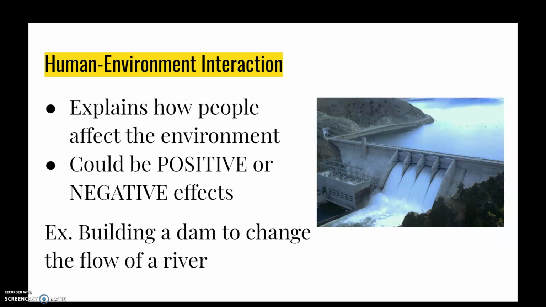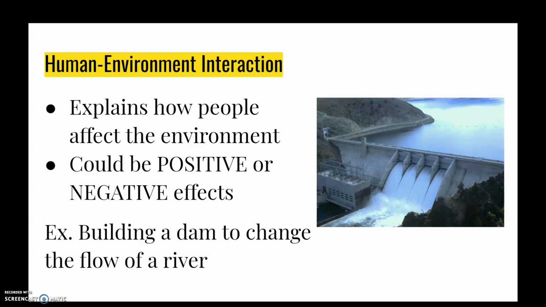The next is human environment interaction. This one kind of speaks for itself. It explains how people affect the environment. So this could be a good thing or it could be a bad thing. A lot of times our head goes straight to a bad thing, but sometimes we do help the environment. An example is building a dam to change the flow of a river. We often think about cutting down trees, using all of the resources, but there are some good things. Maybe humans are helping an animal's habitat or something like that.